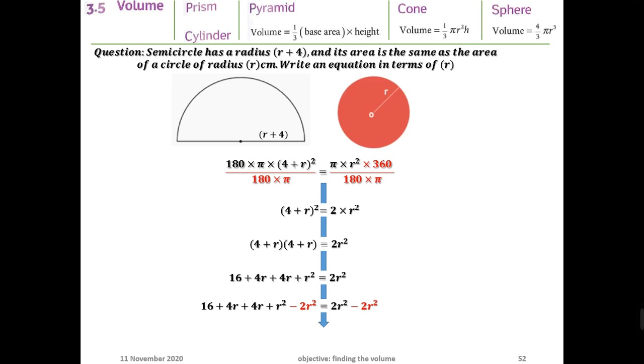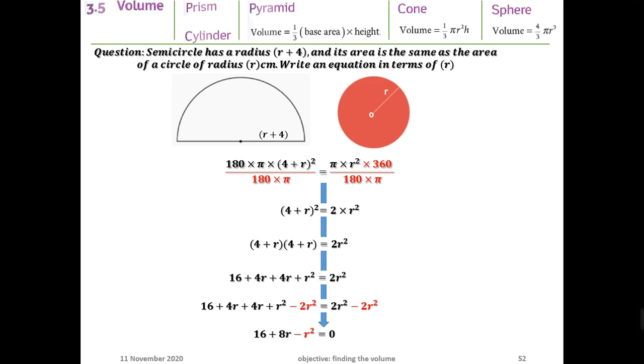So we keep it as is and we only add the coefficients. So 4 plus 4 is 8. And then r squared minus 2r squared. Again, it's like plus 1 minus 2. Different signs we subtract, and we take the sign of the greater number. So 1 minus 2, the answer will be minus 1. So it's going to be minus r squared as following.